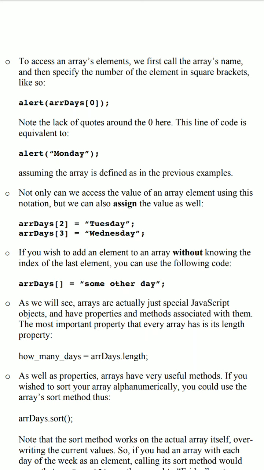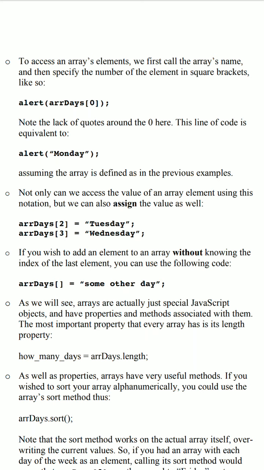So if you wish to add an element to an array without knowing the index of the last element, you can use the following code. Array days is equal to some other days. As we will see, arrays are actually just a special JavaScript object and have properties and methods associated with them. The most important property is that every array has its length property. How many days? Array days length.